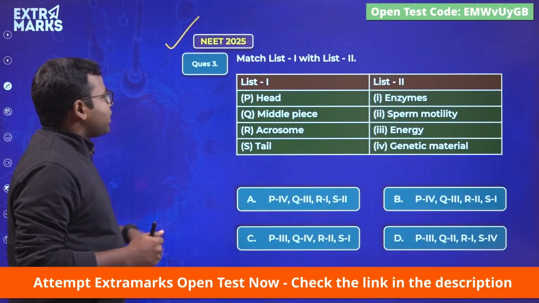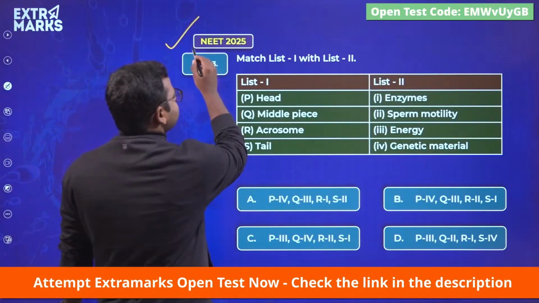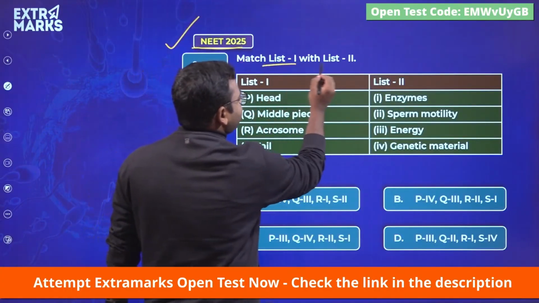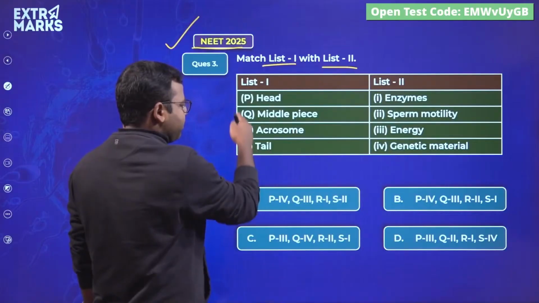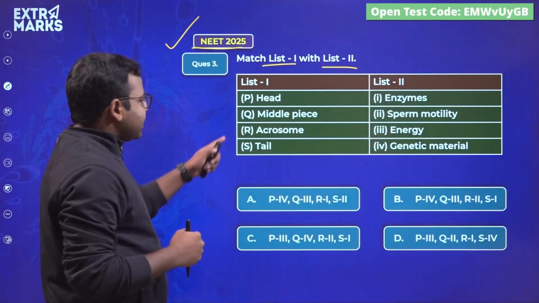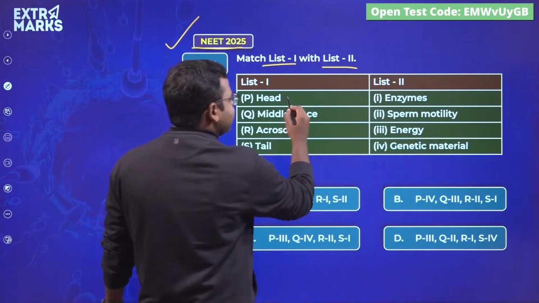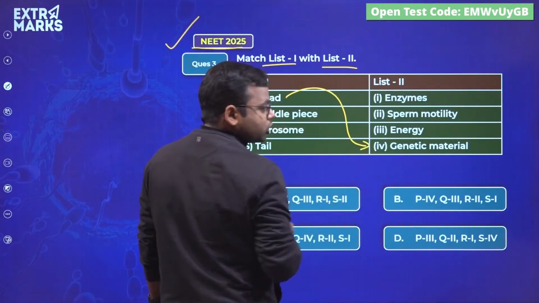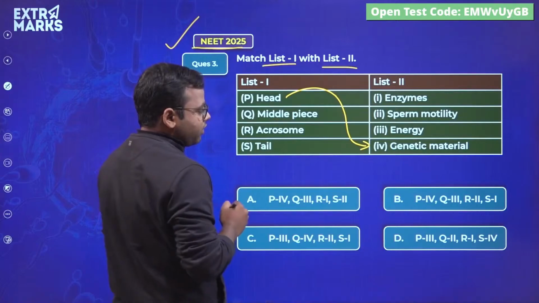You can see now the question. The question was asked in NEET 2025. Match list 1 with list 2. Now there is list 1 PQRS, list 2 1, 2, 3, 4. Now you all can see here that the head is containing the genetic material, isn't it so? So P will go with 4.